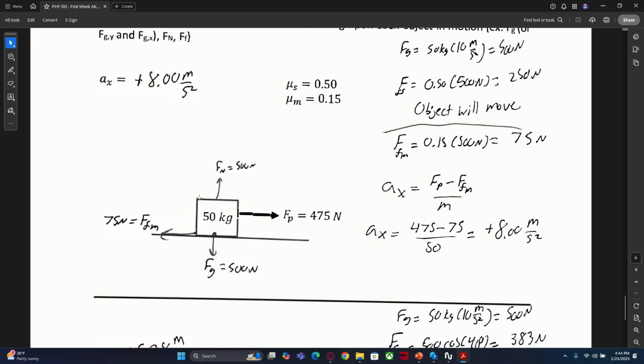Let's look at our first sample. We have a block that's on a horizontal surface. We're assuming that the acceleration of gravity is 10 meters per second squared, just to round it. So a 50 kilogram block times 10 meters per second squared, force of gravity is 500 newtons.